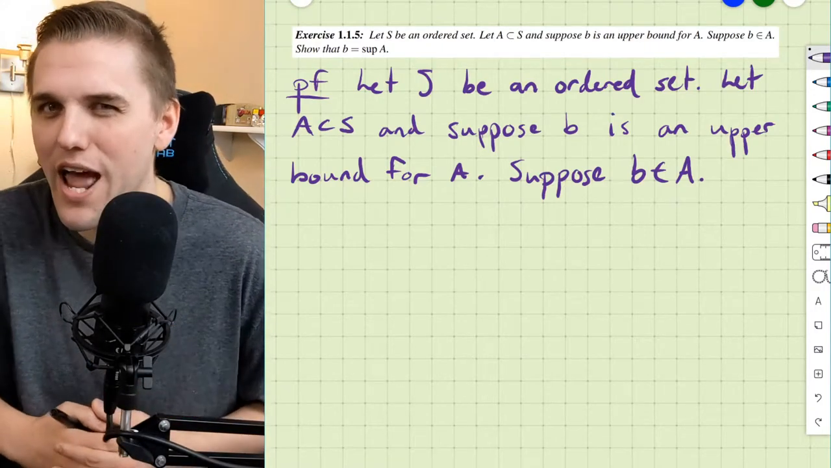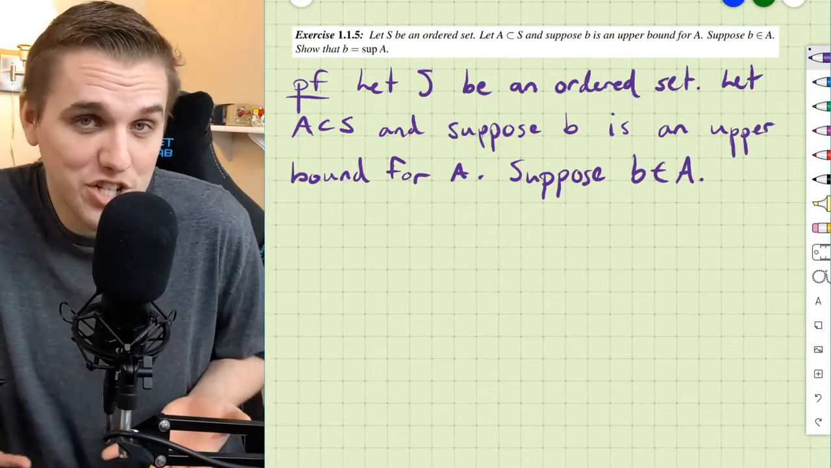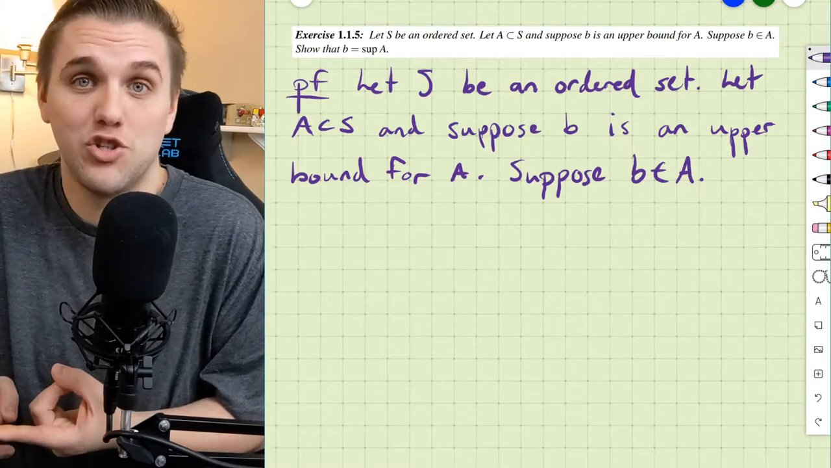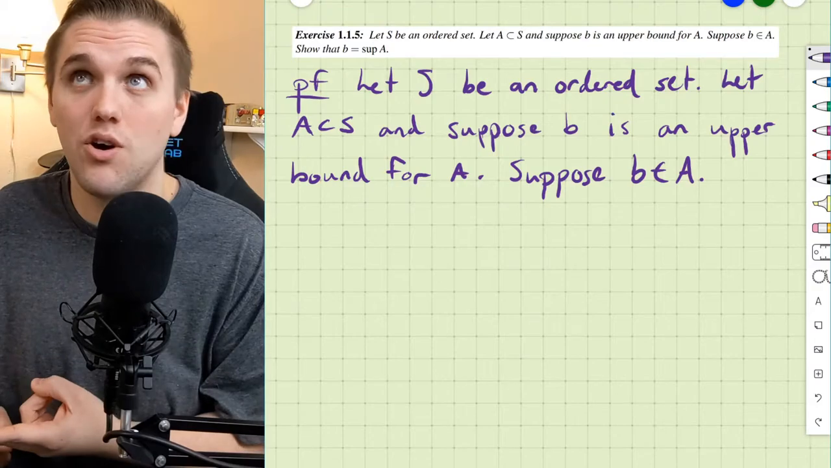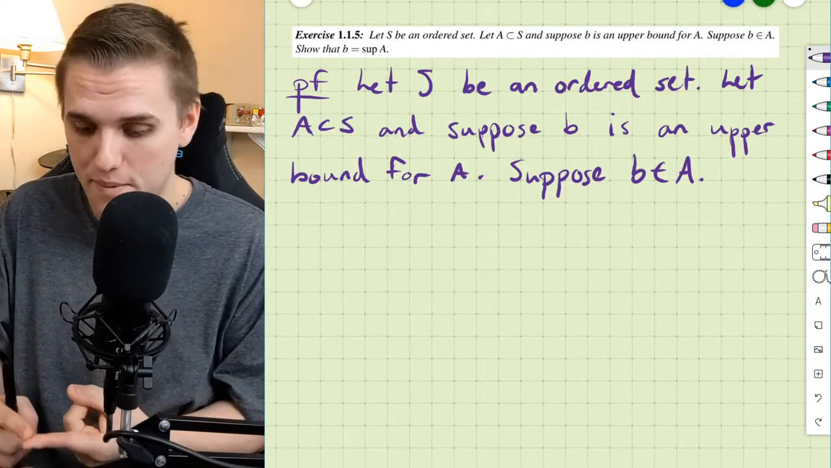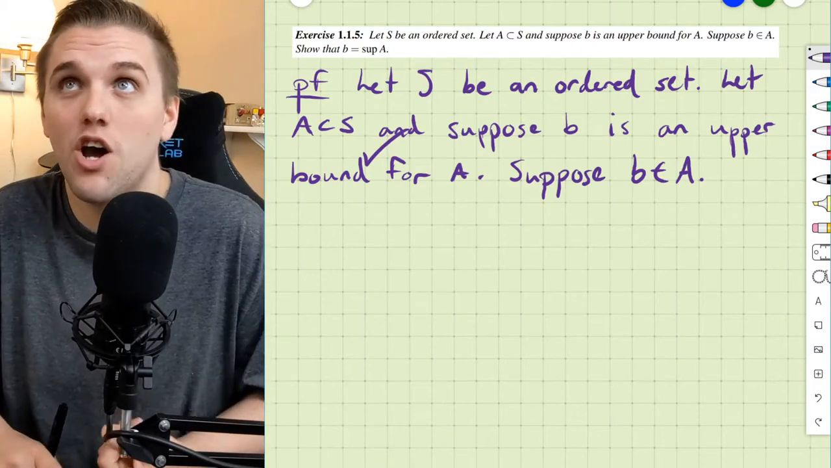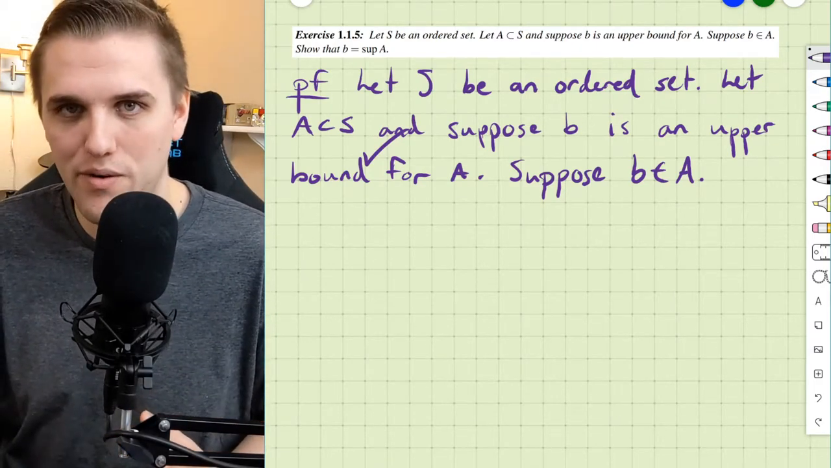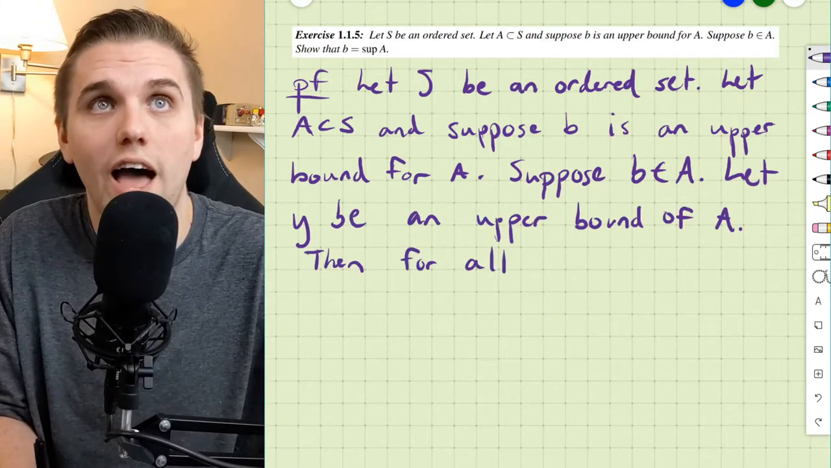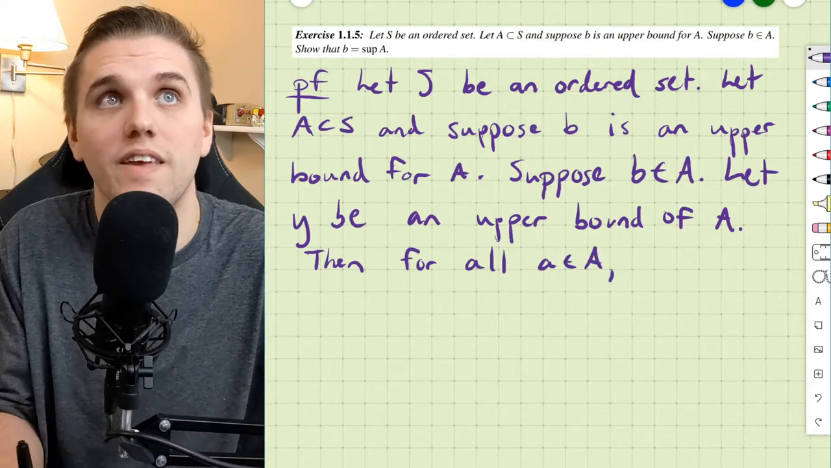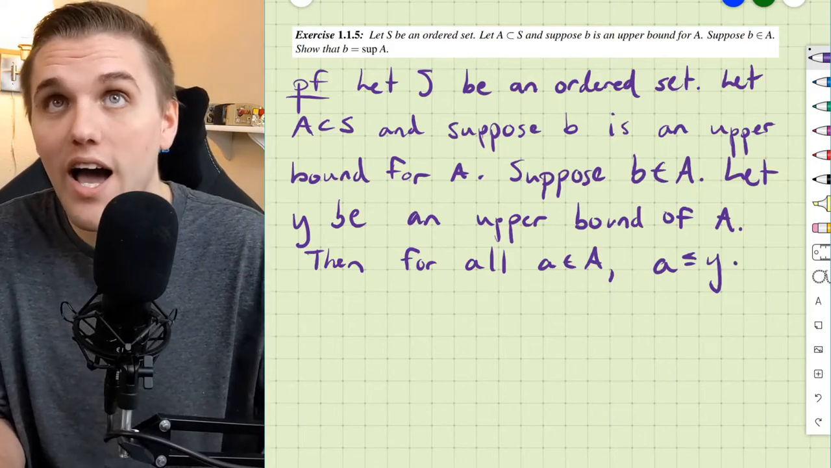Now, how do you show that an element is a supremum of a set? Well, the definition of a supremum is that the supremum is an upper bound, and it's the least upper bound. So we just need to show that B is an upper bound. Check, we did that. And we need to show that B is the least upper bound. So let Y be an upper bound of A. Then for all elements in A, A is less than or equal to that upper bound, Y.